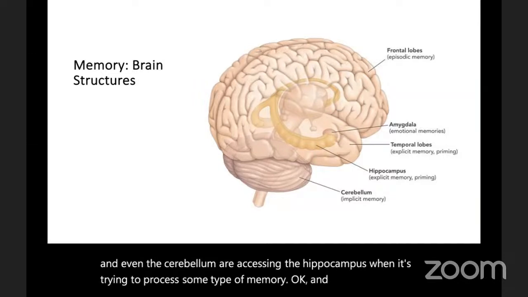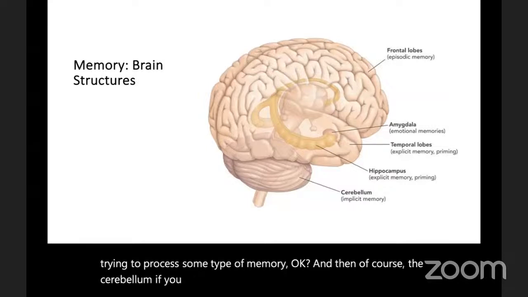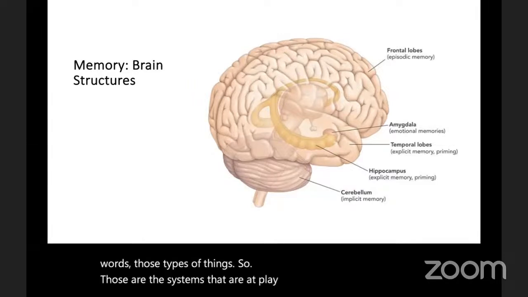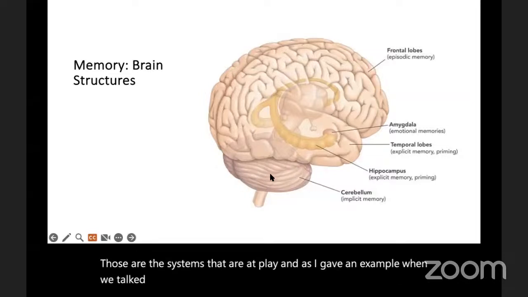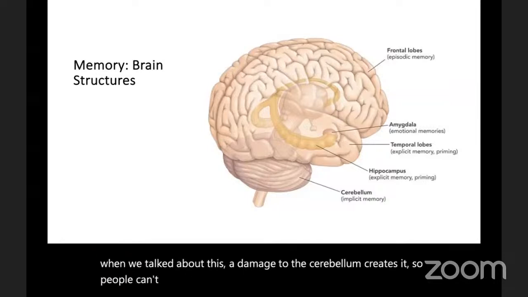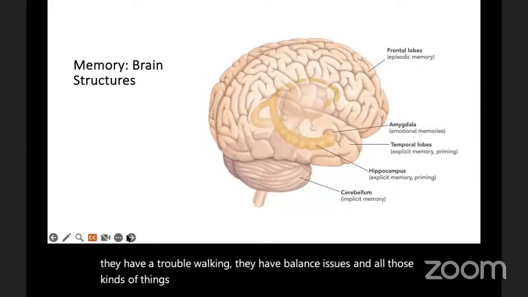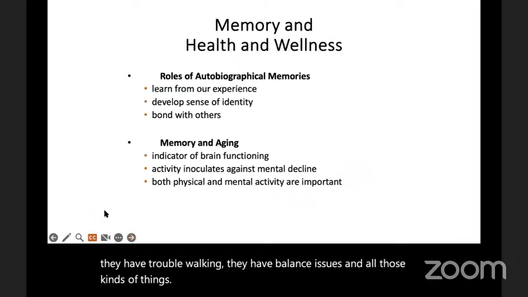And then, of course, the cerebellum, if you remember, controls coordinated movement, words, those types of things. So those are the systems that are at play. And as I gave an example, when we talked about this, damage to the cerebellum creates it so people can't talk correctly because they can't organize those words. They have trouble walking, they have balance issues and all those kinds of things.